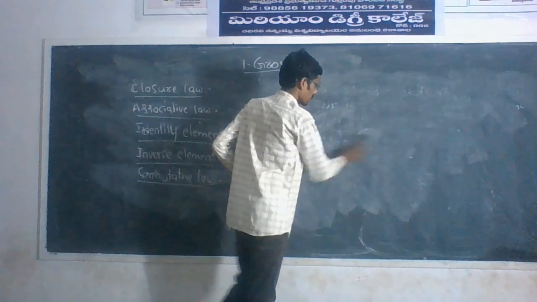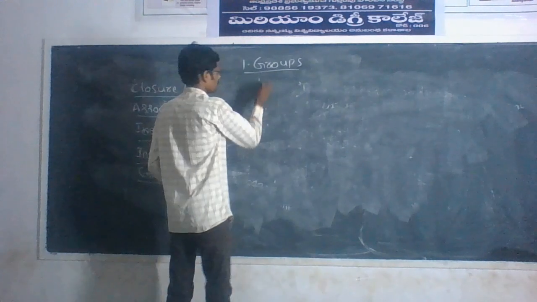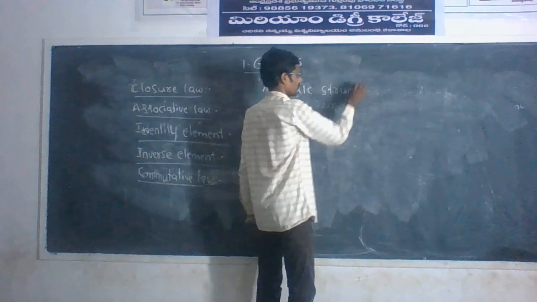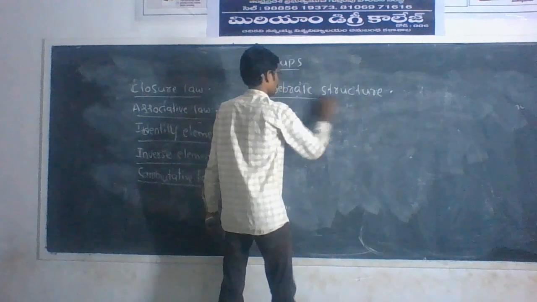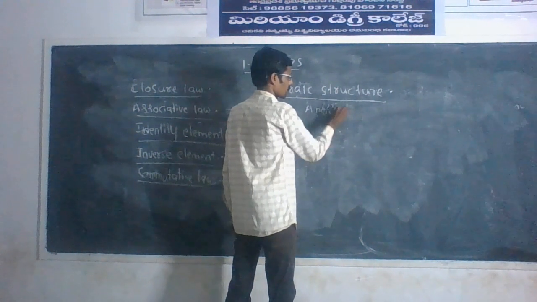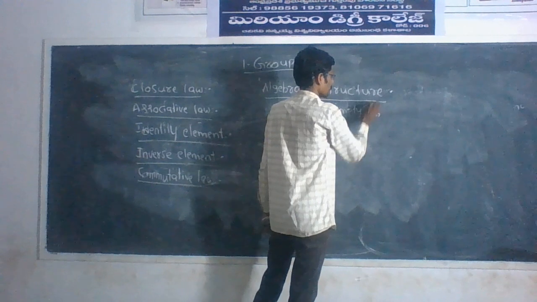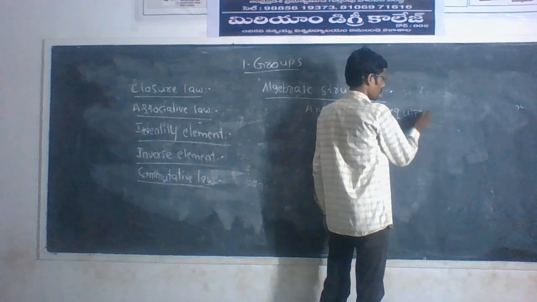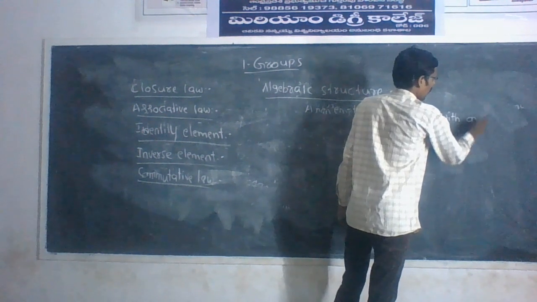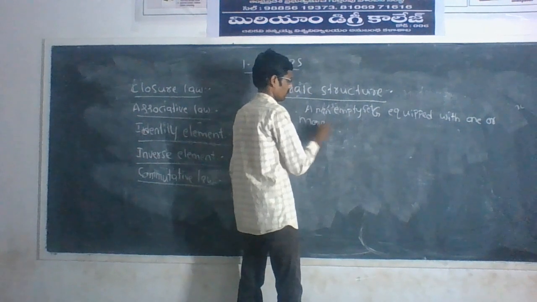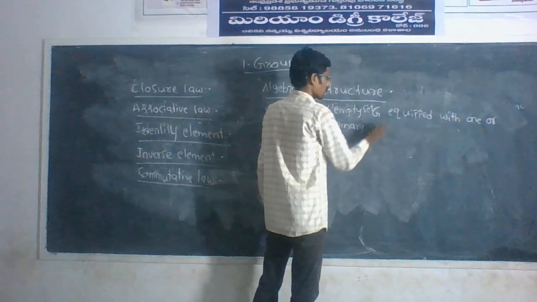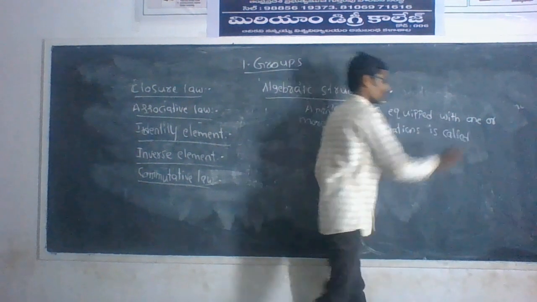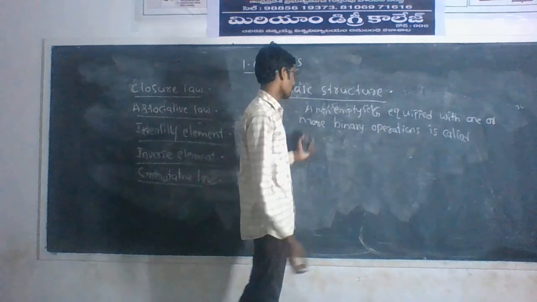Next one, algebraic structure. A non-empty set S equipped with one or more binary operations is called an algebraic structure. This is also called an algebraic system.